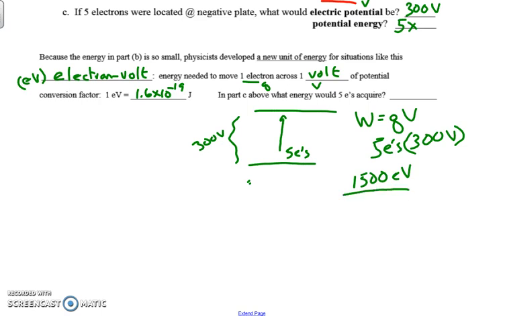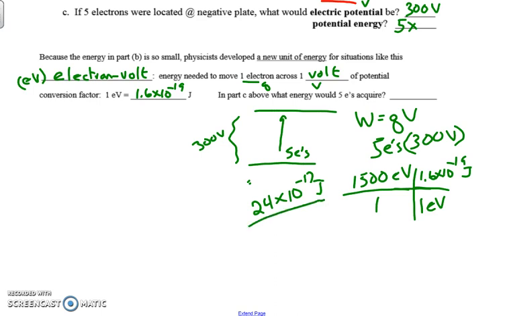Boom. And if I ask you to calculate how many joules that is, then I would use my conversion factor. I would make a little table. I see I have 1 electron volt equals 1.6 times 10 to the negative 19 joules. So I'm going to put 1 electron volt on the bottom, 1.6 times 10 to the negative 19th on the top, multiply them, and I will get 24 times 10 to the negative 17 joules, or 2.4 times 10 to the negative 16th. So it's a convenient way of doing energies when you have small charges.